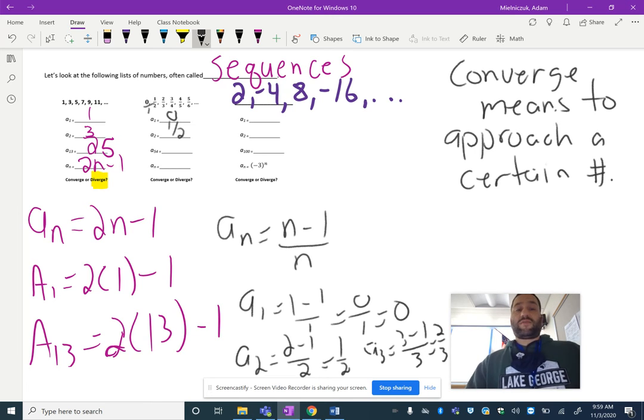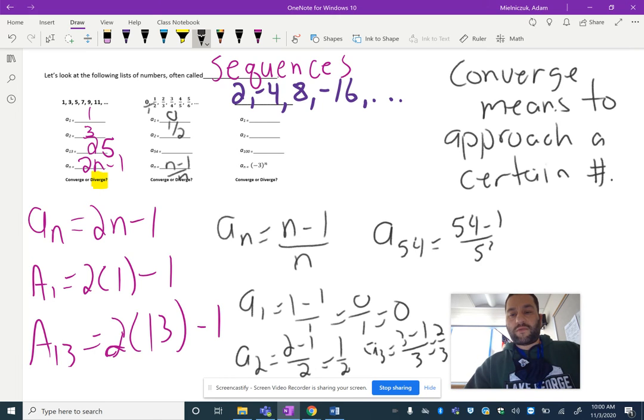So I know this is my equation. So I can say it equals n minus 1 over n. So for my 54th term, I could say a sub 54 equals 54 minus 1 over 54. So I can say that this equals 53 out of 54. Now, does it converge or diverge? In this situation, we can see we're getting closer and closer to 1, but we never actually get there. So it converges towards 1.